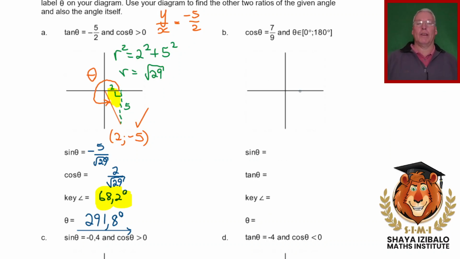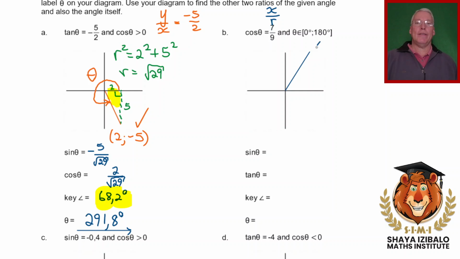Okay, the first thing we've got to look at is which quadrant are we in? Well, it tells us that we're either in quadrant 1 or 2, and cos is positive. Remember, cos is positive in quadrant 1, but it's not positive in quadrant 2, so we've got to be in quadrant 1. Remember also that cos is x over r. So 7/9 is x over r. So our x value is going to be a bit smaller than our r value. So our diagram might look something like that.